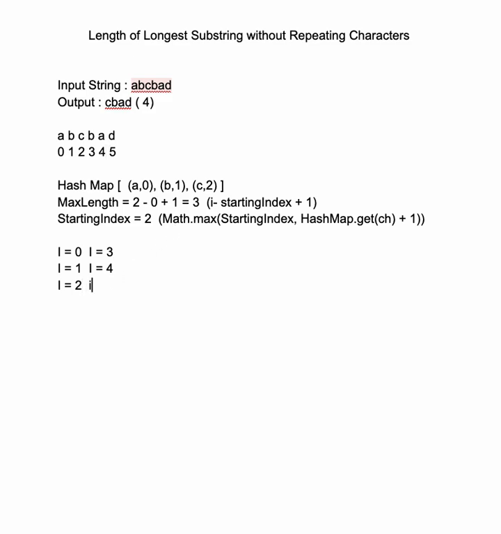So at I equal to 5, the character is D, and here we need to update A comma 4, and I forgot to update the hash map for I equal to 3, it would be B comma 3 as well. At I equal to 5, the character is D, we did not encounter D in the hash map, so we'll be updating the max length as 5 minus the starting index 2 plus 1, which equals 3 plus 1, 4.